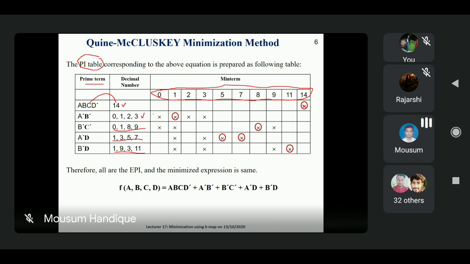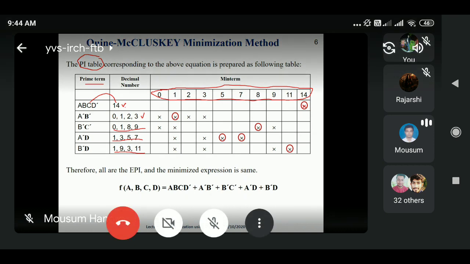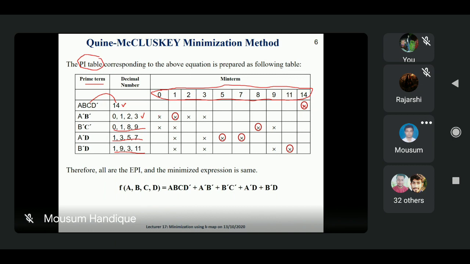Okay, next one, the second mean term A bar B bar. A bar B bar is related to which particular decimal numbers? Decimal number means the numbers we use for this type of mean term. Okay, 0, 1, 2, 3. So 0 is cross, 1 is cross, 2 is cross, 3 is cross.